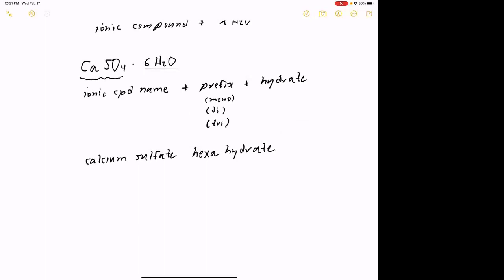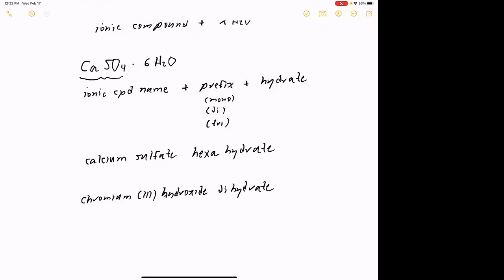So let's take one in the opposite direction. I'll give you a name and let's see if we can come up with a formula. I'm just going to make one up. I don't know if this is a real thing or not. That should be an H. All right, so there's a name: chromium(III) hydroxide dihydrate.